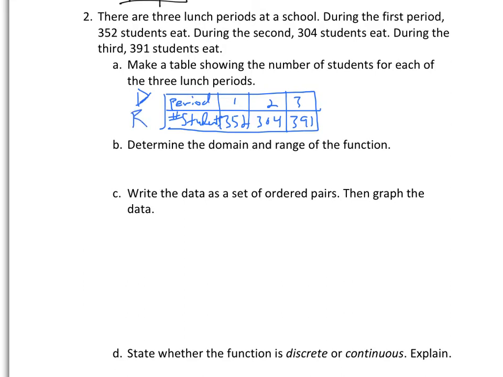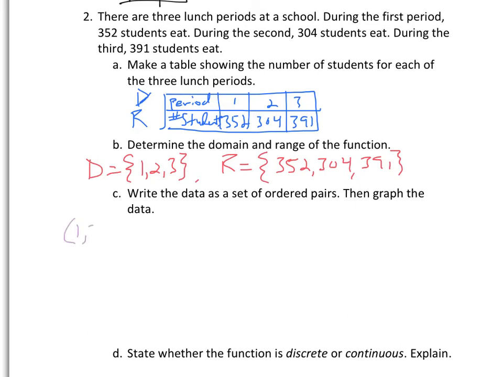So to determine the domain and the range, I know that the domain is the set. Remember, we use that squiggly parentheses for the set of 1, 2, and 3. And the range is 352, 304, 391. Now we're going to write it as a set of ordered pairs. So these ordered pairs are 1, 352, those match up, 2, 304, and 3, 391.